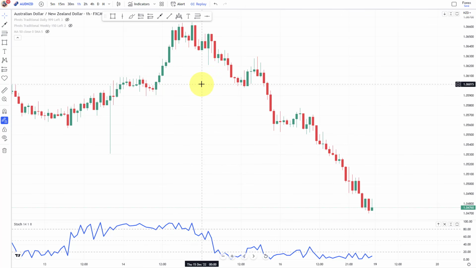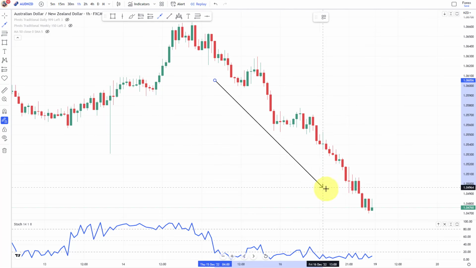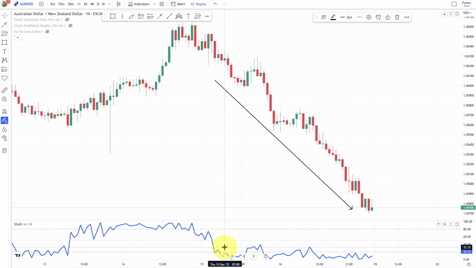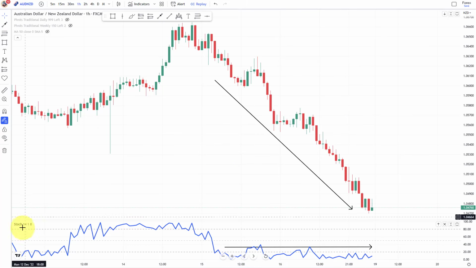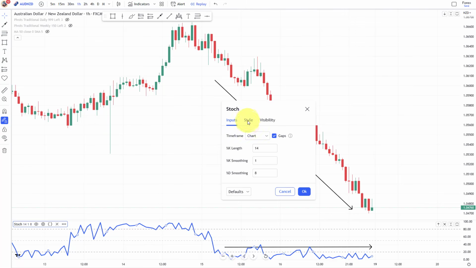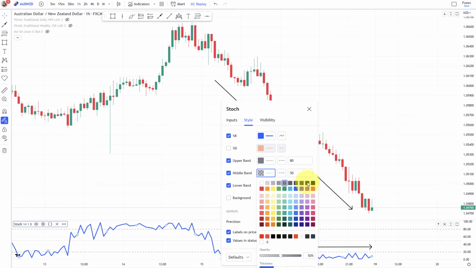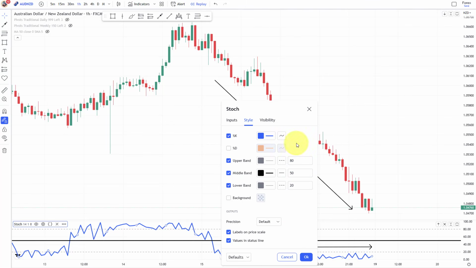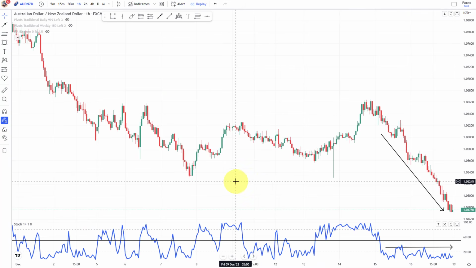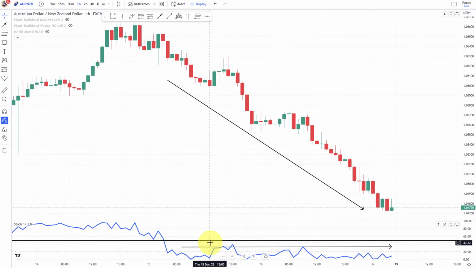So the last thing that you want to do is fight your stochastic. You want to go with the stochastic. When the stochastic is below 20, you are in a very, very strong trending market. One thing that you could do is, in the stochastic, go to style and highlight the middle band. Make it a little bit thicker, make it really stand out. And you could use this as your tiebreaker to determine, are you in a bullish or a bearish market?